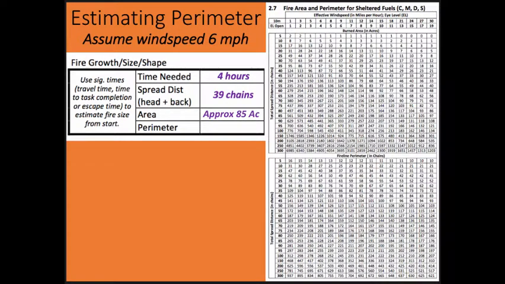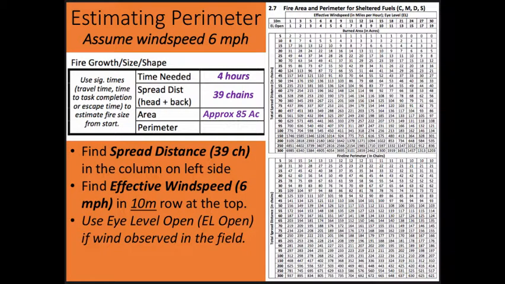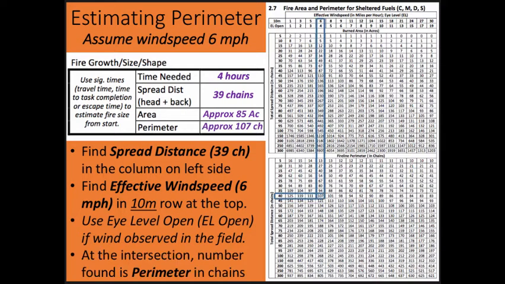In much the same way, looking at the lower perimeter portion of the table, find the spread distance on the left and the effective wind speed at the top. Using the same example with 10 meters wind speed of 6 miles per hour and a spread distance of 39 chains, the intersecting row and column produce an estimated perimeter of approximately 107 chains. Remembering that there are 80 chains in a mile, we have estimated that the distance around the fire perimeter would be over 1.25 miles.